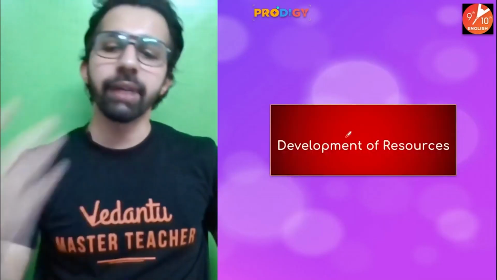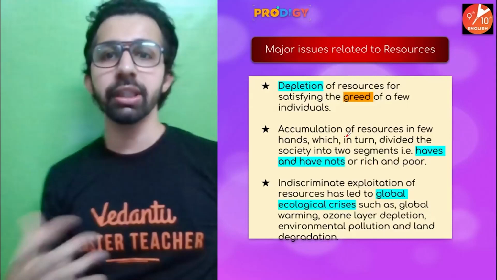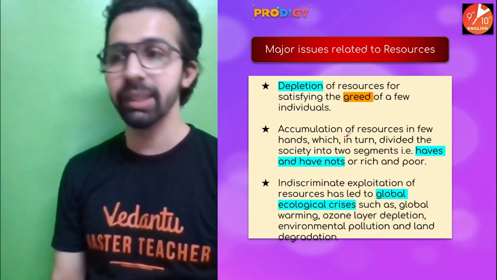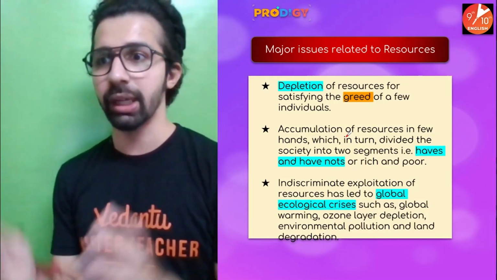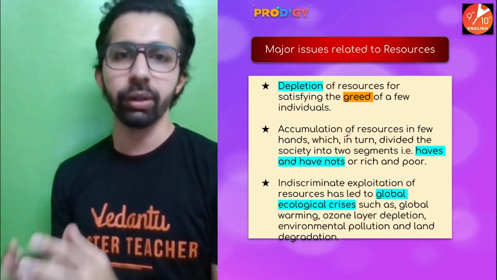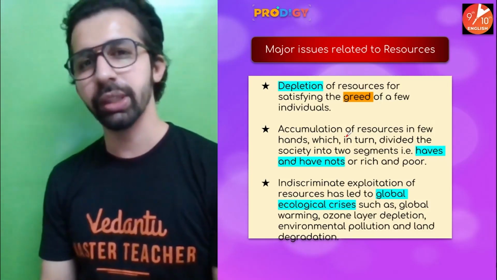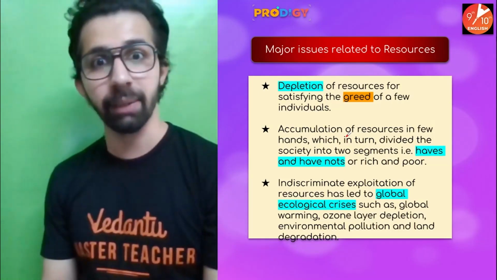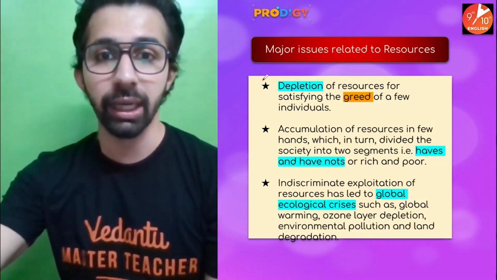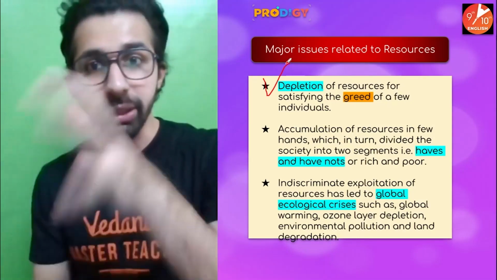Now, guys, it is very, very important to develop the resources. Development of resources is very, very important. We have to judiciously use the resources. Judiciously means we have to carefully use the resources, because resources are in very limited quantity. So we have to carefully use these resources. But still, do you know there are many issues which are related to resources? For example, many resources are depleting, the quantity is reducing.